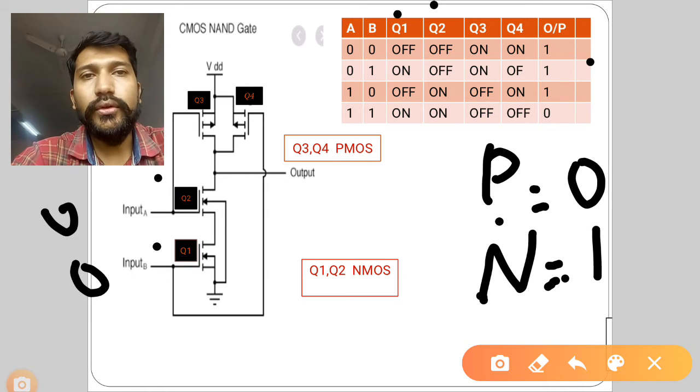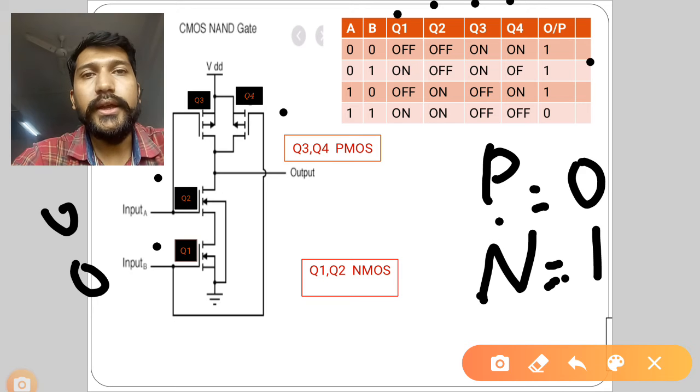Q2 is connected to Q3, which is a PMOS. It gets 0, so Q3 will become on. Q1 goes towards Q4, which is also a PMOS, and it also gets 0, so Q4 will be on. So Q3 and Q4 will be on, and that is the way the circuit works.